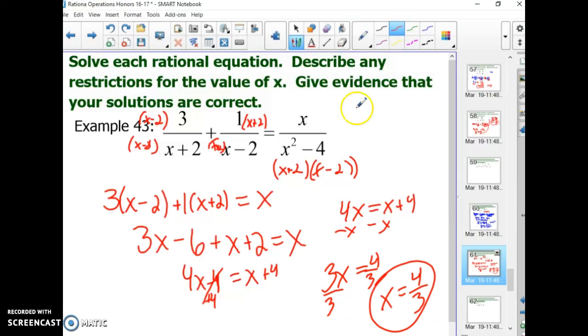And we're solved. X cannot equal a 2 or a negative 2. And guess what? We're okay with that because check out our answer, 4 thirds.